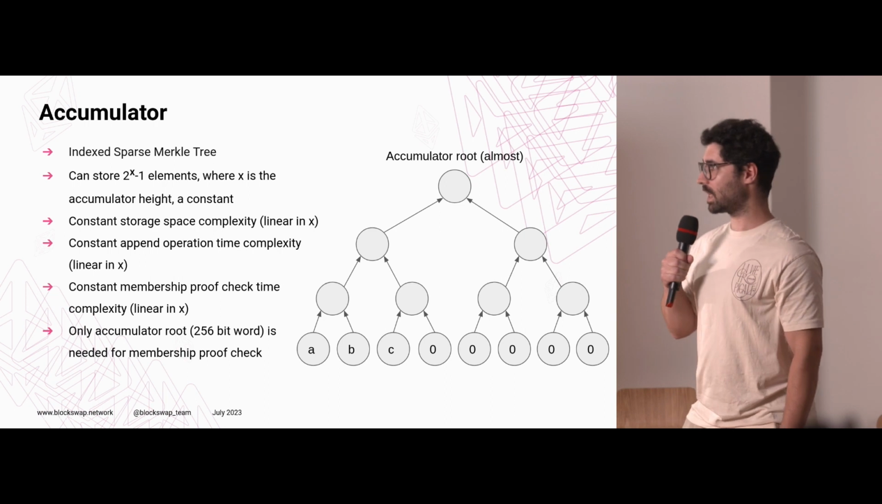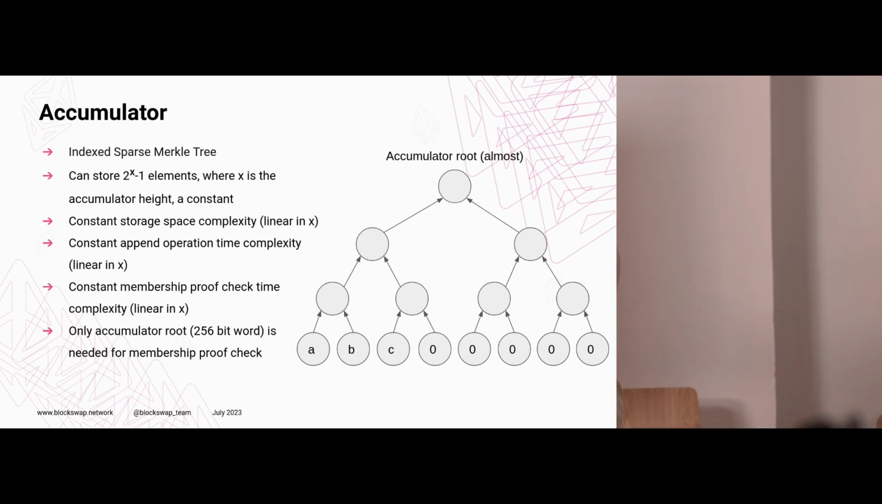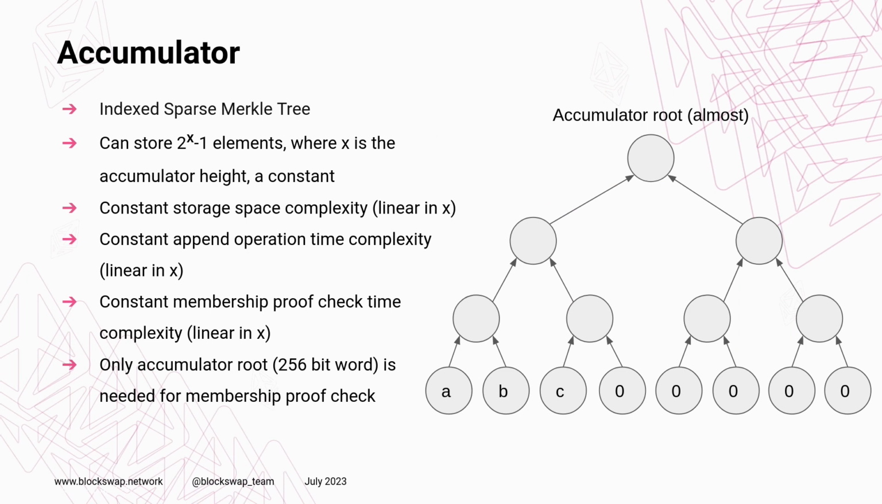And then membership proof checking, also constant time, is just checking that there is a path from here up to the root of the accumulator. That would be a proof of existence of C, for example.